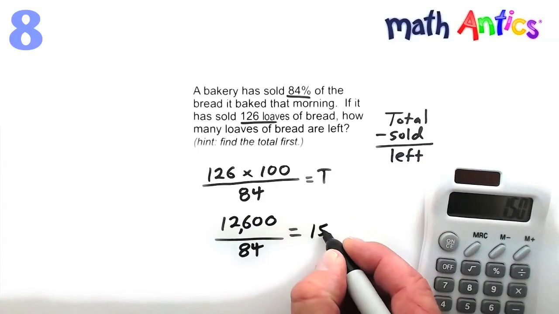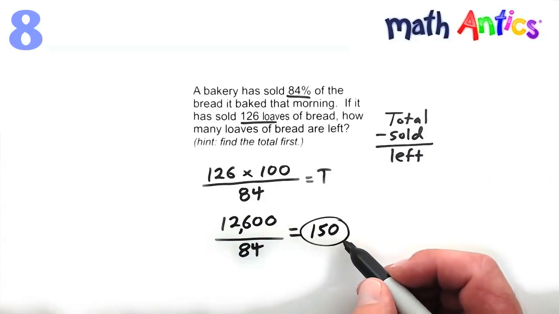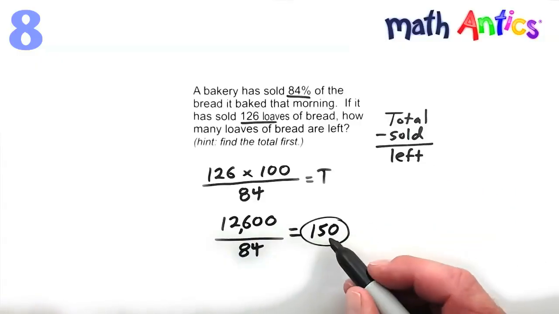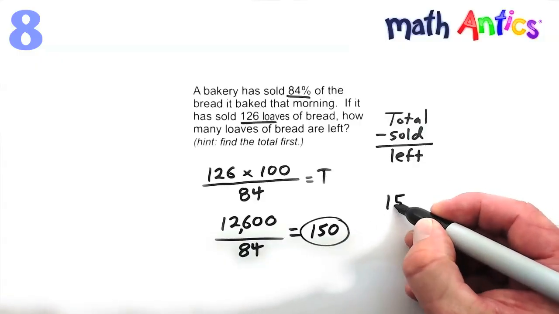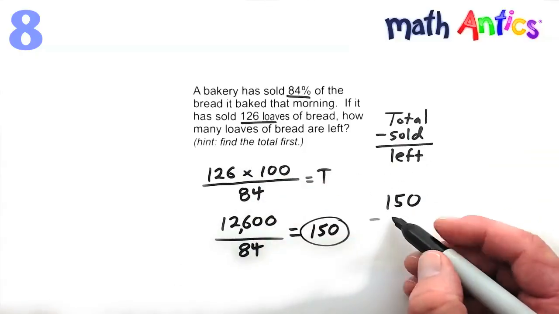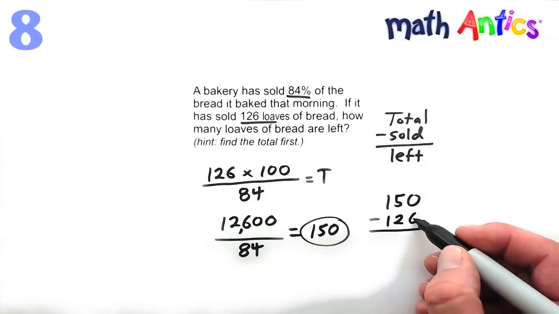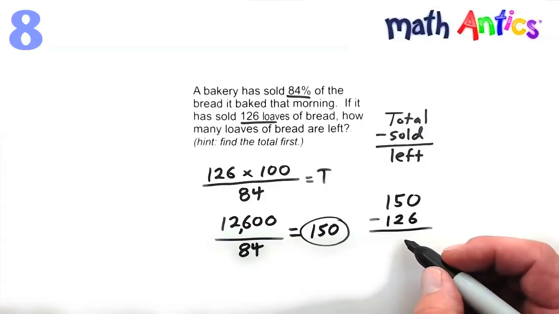So that's the total loaves of bread that were baked for that day. But it's not asking us that. We want to find out how many are left. So we need to take that total, 150, and subtract the number that have been sold, which is the 126, the part that's been sold. And if we do that subtraction, the difference will be how many are left over.